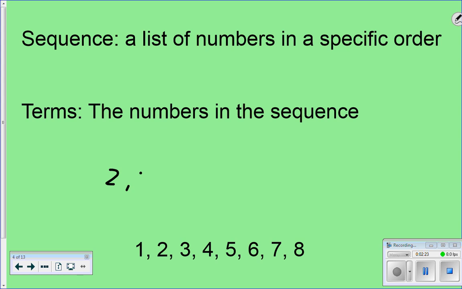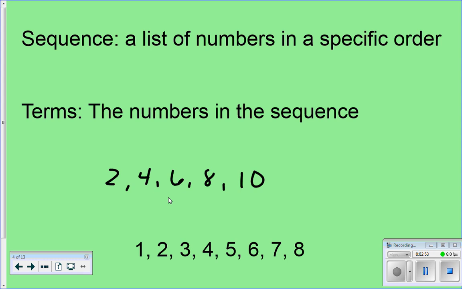2, 4, 6, 8, 10. How many terms are in this sequence? 5. What would be considered a term in there? 4, 6, 8, 2. Okay, does that make sense? What's the first term in this sequence? 2. What's in the second place of the sequence? 4. Yeah, the second spot would be a 4. What about the last spot in the sequence? Would be a 10. Okay.